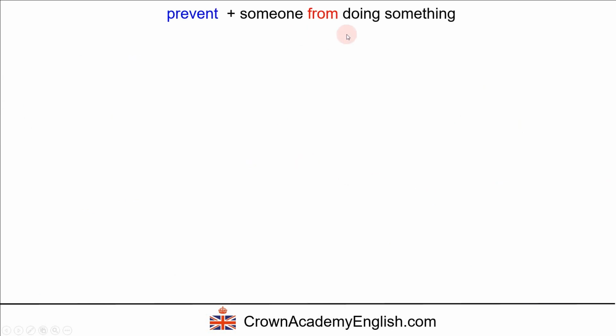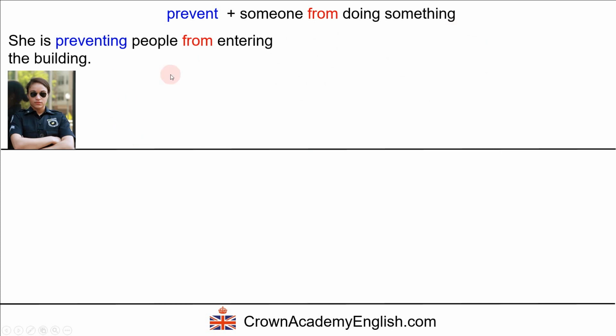Prevent someone from doing something. Okay, so this is the form. And prevent means to stop someone from doing something. She is preventing people from entering the building. Okay, so she's preventing people from entering the building.